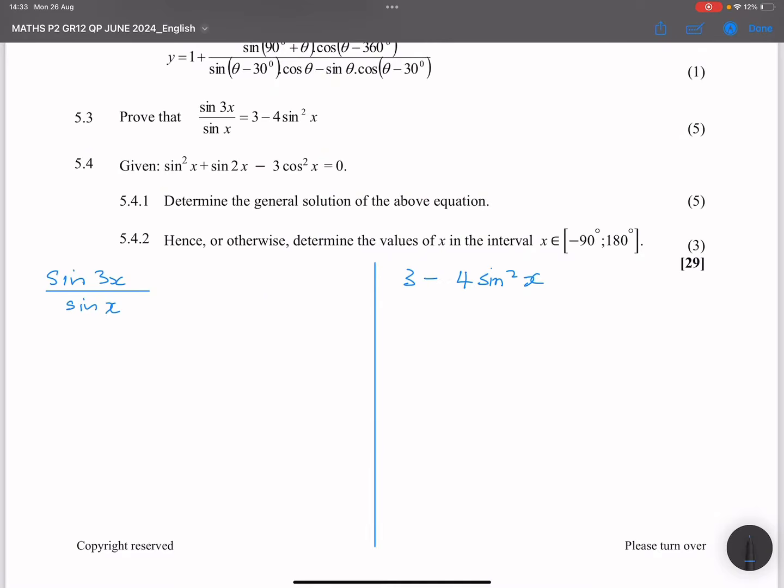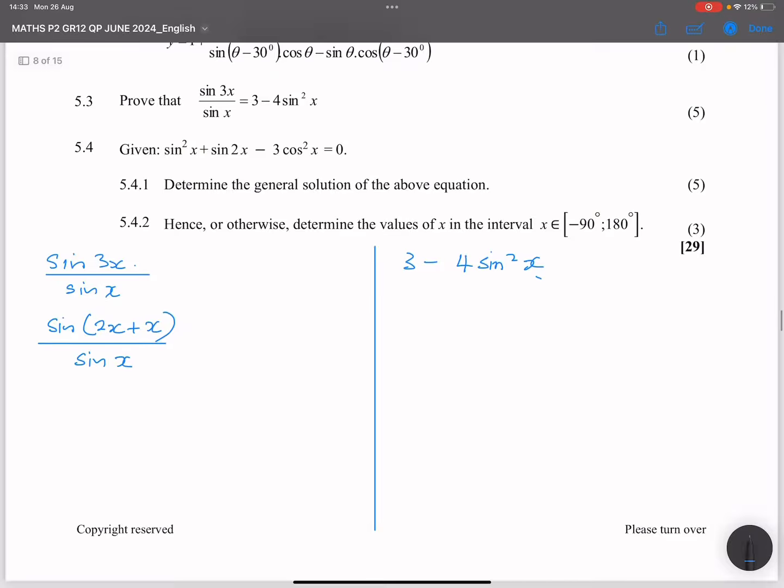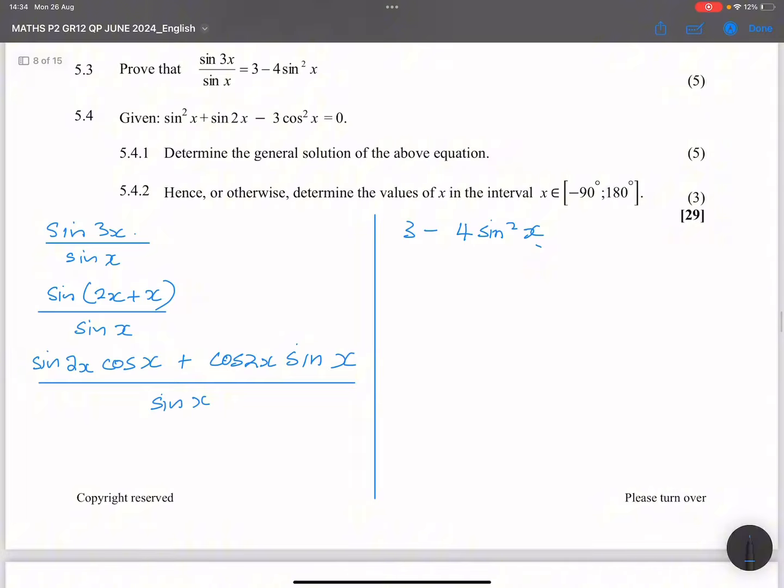All right, so the first thing that we're going to do, this is in terms of x. How can we convert all of that in terms of x? Sine of 3x is sine of 2x plus x, right? This is divided by the sine of x. So what I'm going to do there, this looks like the compound angle formula. So this will be sine 2x cos x plus the cos of 2x, the sine of x. Right, so let's say divide all of that by the sine of x.